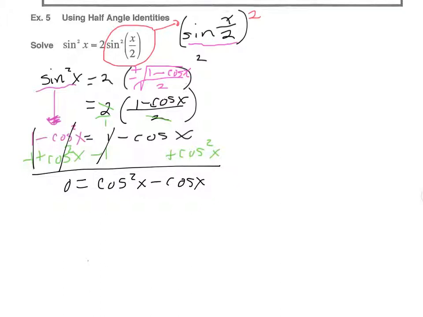So what do they have in common? They have a cosine of x in common. So I'm going to factor out a cosine of x in front. And if I divide this by cosine of x, what do I have? Cosine of x. And if I divide this one by cosine of x, I get a minus 1.